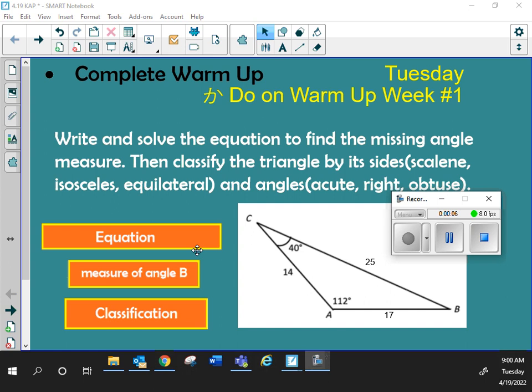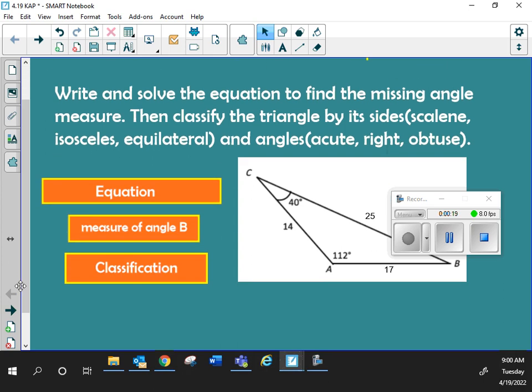We did not have homework over the weekend, but hopefully we still learned our practice. We saw the equation to find the missing angle measure, then classify the triangle by its sides and by its angles. Okay, volunteer for the equation. What would that equation look like, Saki?